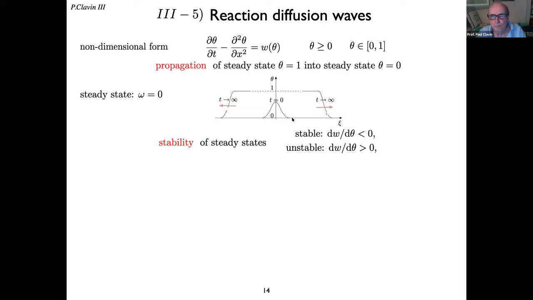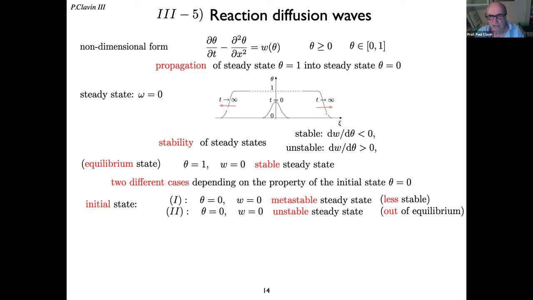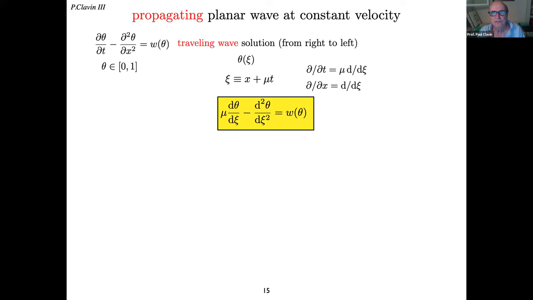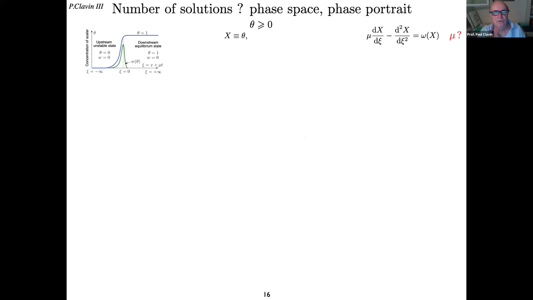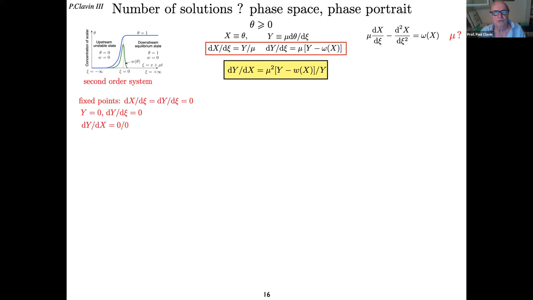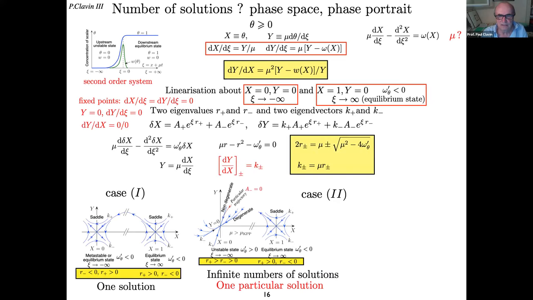So now, if you start at t equals zero with a profile of temperature, what happens is that you propagate on both sides: the equilibrium stable state propagates into the unstable state by two wings that propagate. And the question is, what is the speed of these wings? I will not enter into the detail. The result is the following. I skip the detail. If you are really interested, you may go back to my slides or to my book, where the problem is studied in detail. I go directly to the result that can be obtained from a mathematical analysis.